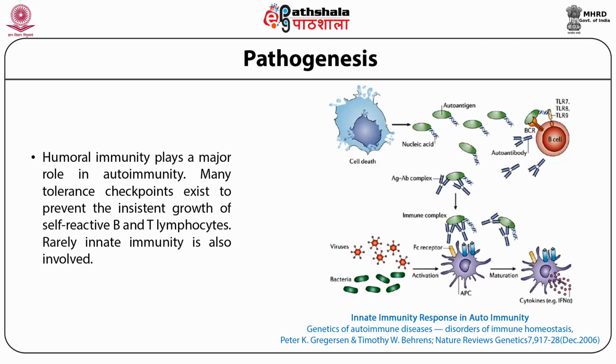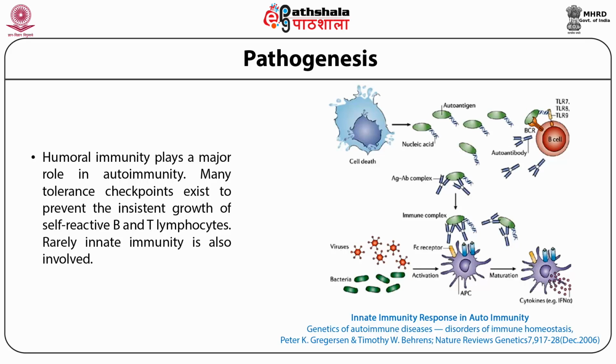As you can see from this slide, the breakdown of a cell due to any reason, the cell death, leads to release of certain cellular components which can become an antigen. These autoantigens can stimulate T lymphocytes and B lymphocytes. This is the basic crux of autoimmune diseases.